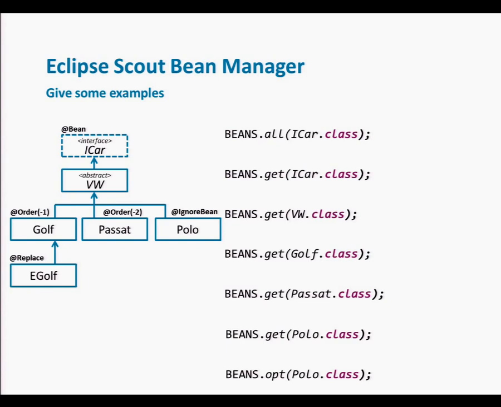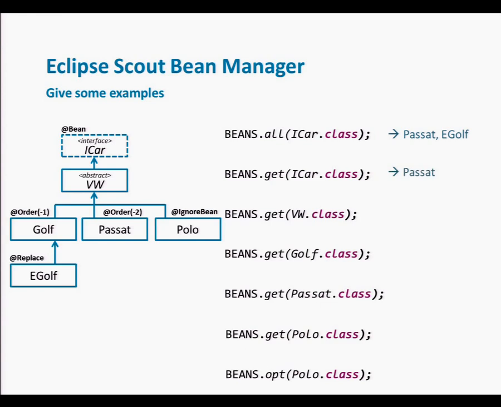If I query all cars, also all beans that implement iCar, here I will get the e-Golf because it replaces the Golf. I will get the Passat, it's a valid bean, but the Polo I won't get because it's ignored. And now according to the order, I first will get the Passat and afterwards the e-Golf, because it replaces the Golf. If I query for a specific iCar, then I get the most specific back, and that will be the Passat.